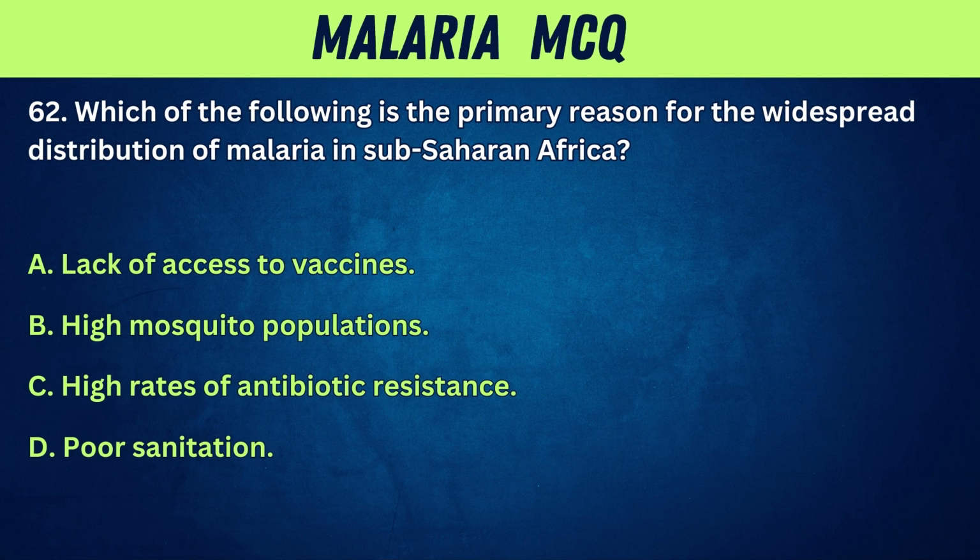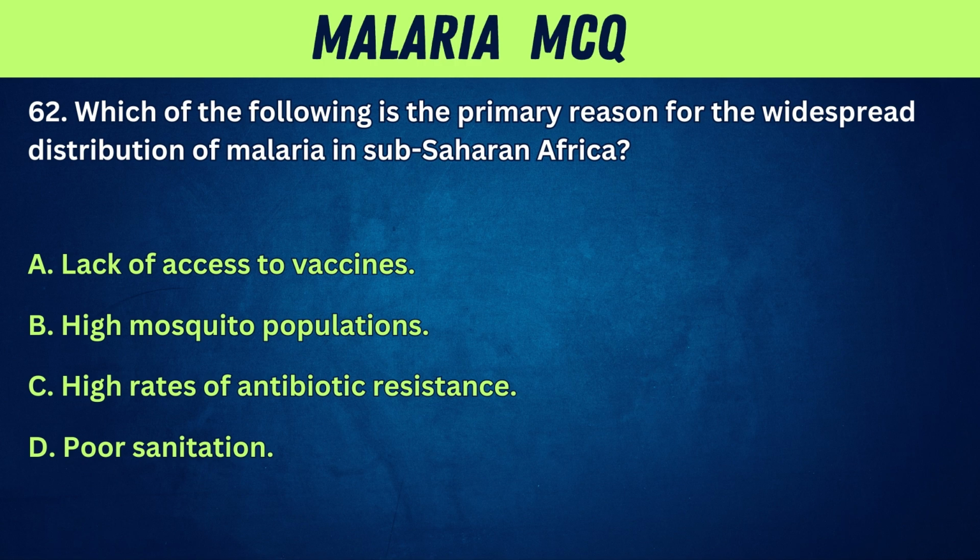62. Which of the following is the primary reason for the widespread distribution of malaria in sub-Saharan Africa? A. Lack of access to vaccines. B. High mosquito populations. C. High rates of antibiotic resistance. D.